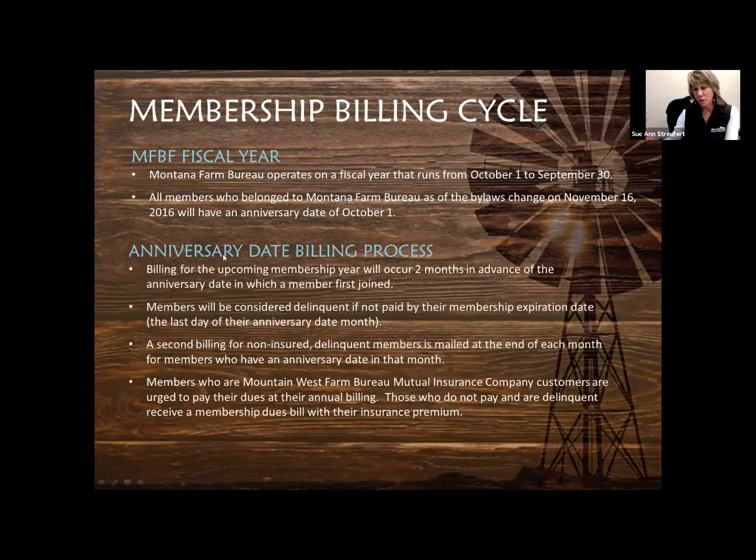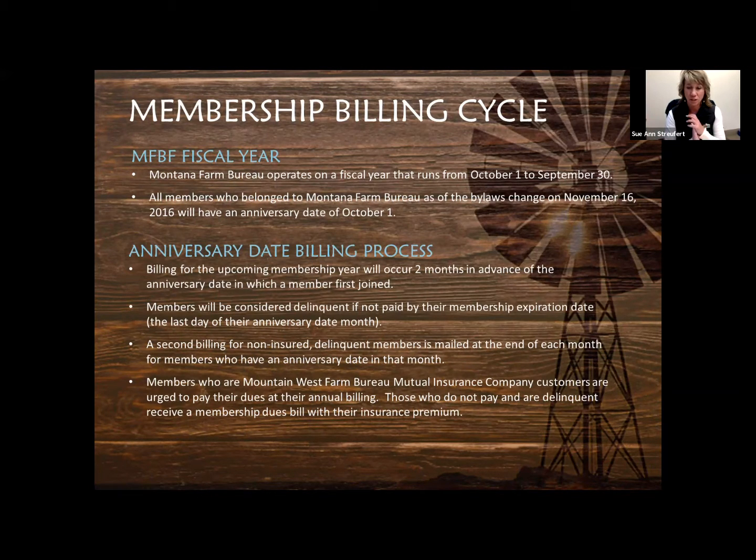So the anniversary date billing process is really what we're working off of. Just so that you know when dues notices go out, dues notices go out 2 months ahead of their anniversary date renewal. So in the case of an October 1, they go out August 1, and so on and so forth. So dues notices go out 2 months prior.